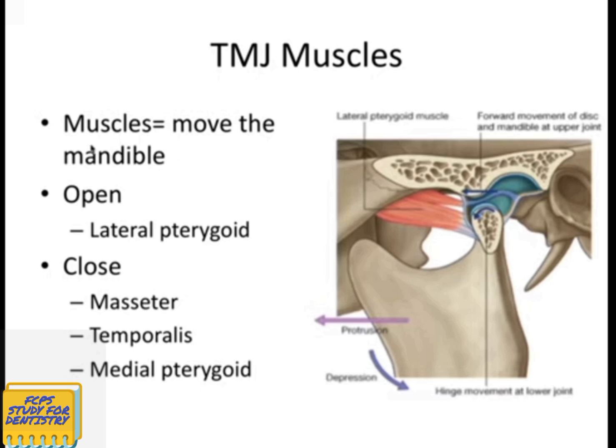So muscles of mastication, there are 4 of those, and they're responsible for moving the mandible. Very generally, the lateral pterygoid is involved with opening of the mandible, whereas the masseter, temporalis, and medial pterygoids are involved with closing the mandible in some way. It's a very basic general overview, but these are the 4 muscles of mastication and generally what they're doing.